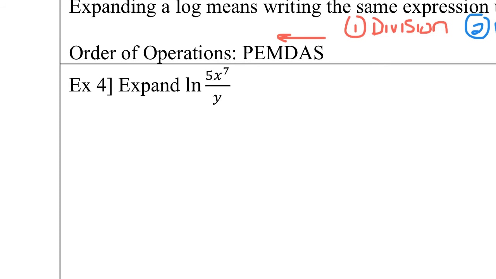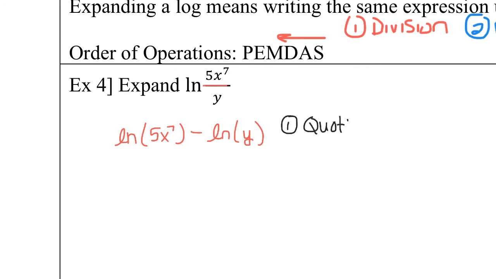We need to expand division. According to our quotient property, when I have division, I'm going to use subtraction. So I'm going to take the natural log of 5x to the 7th, that's the numerator, minus the natural log of y, that's the denominator. So the first thing we used was the quotient property.